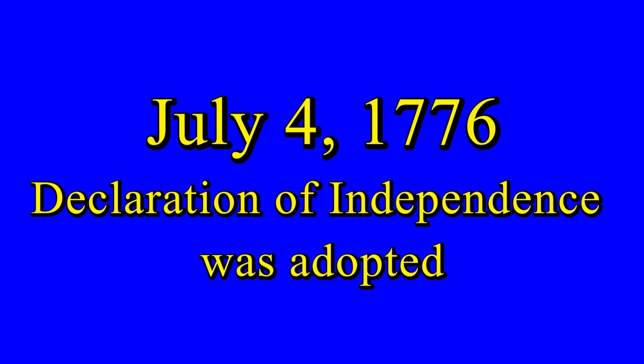When was the Declaration of Independence adopted? July 4th, 1776. The Declaration of Independence was adopted on July 4th, 1776. Let's talk about parts of the government.